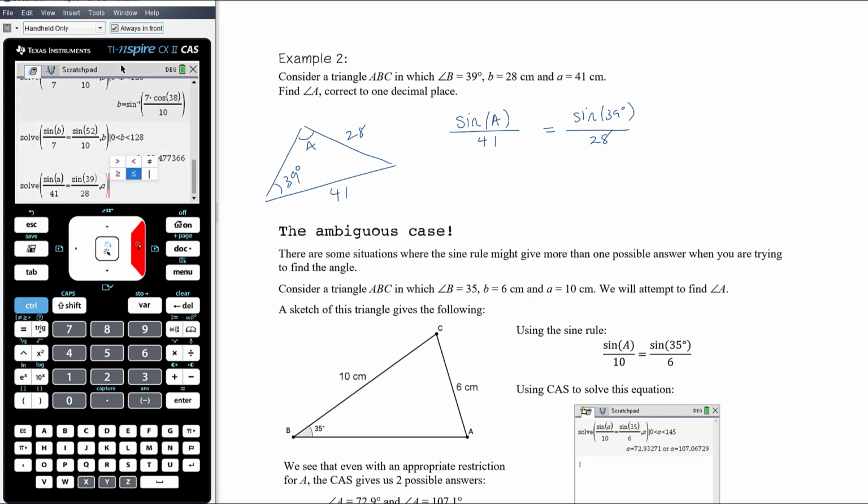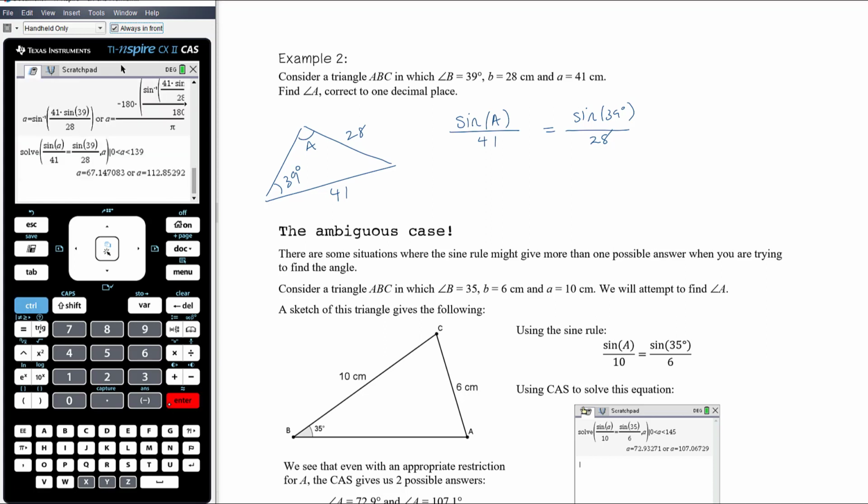So given that, Control equals, and this vertical line, 0 is less than A, which is less than, what did we decide? 139. Control Enter to get your answers as decimals. Okay, so my CAS tells me that A is 67, what do we want? One decimal place, 67.1 degrees or 112.9 degrees. Okay, so let's have a think about that.